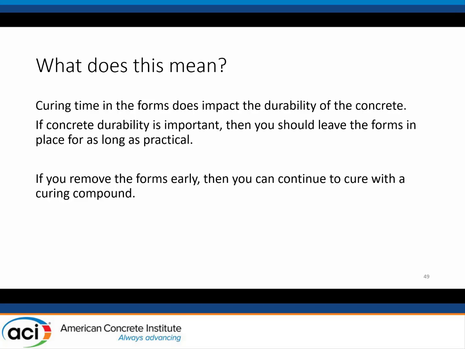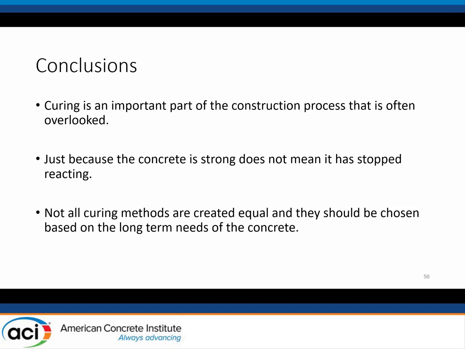What does this mean? Curing does impact the durability of the concrete, at least with the materials that we looked at in the situations that we investigated. And if concrete durability is important to you, then you should leave the forms on for as long as practical. And if you remove forms early, then you can use some kind of curing compound on the surface to come back and extend life. So in conclusion, curing is an important part of the construction process that's often overlooked. And I think it's overlooked because people don't understand how important it is. All right? Just because the concrete is strong does not mean it has stopped reacting.